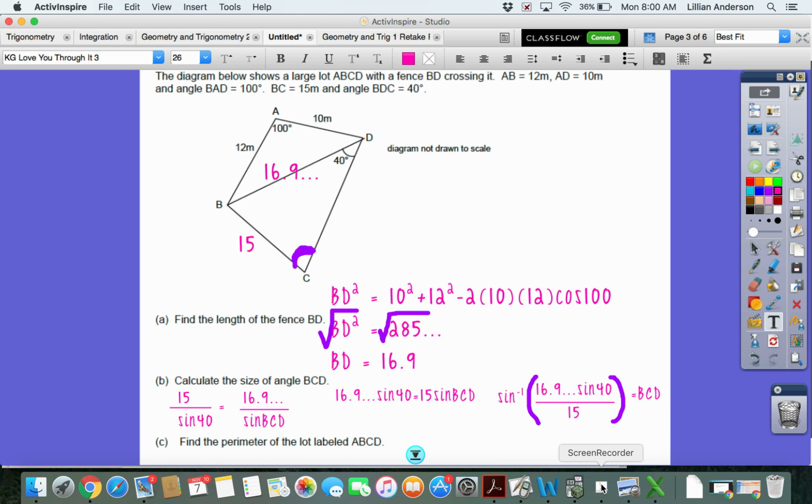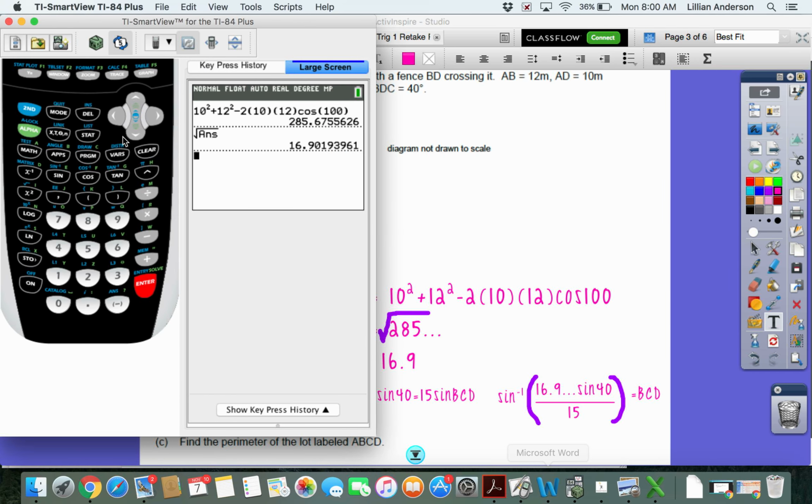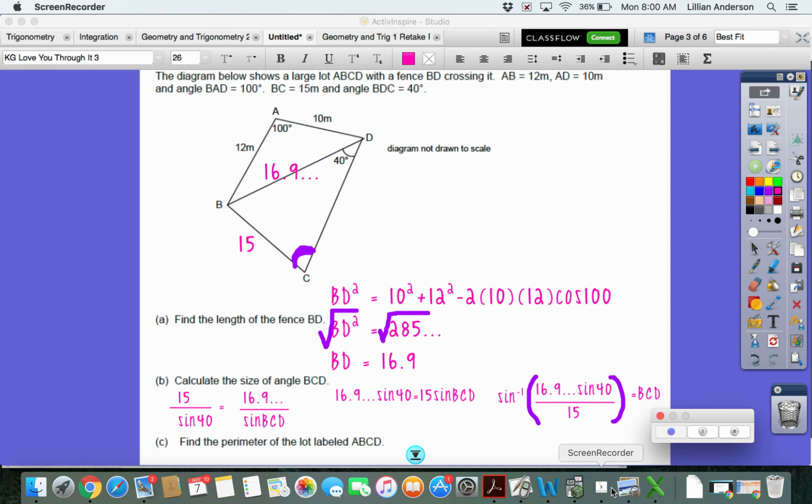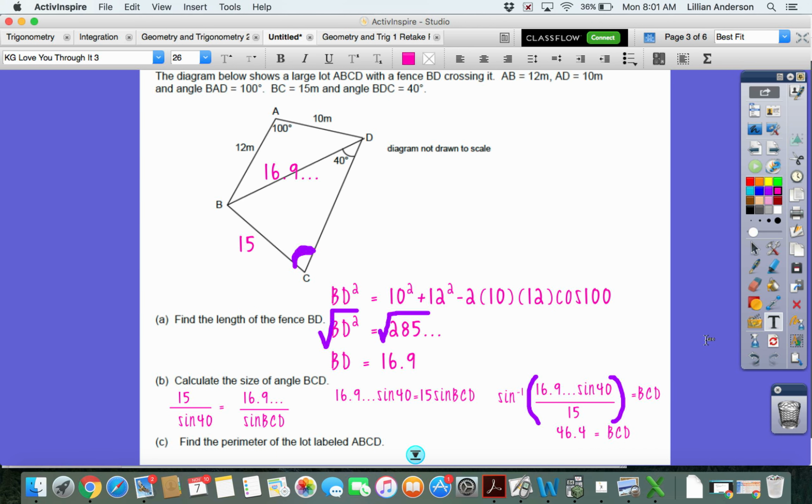Okay, so we're going to type that whole thing into our calculator. I'll take my previous answer, which is still there. I'm going to multiply by the sine of 40, and then divide it by 15 to get my answer before I take the inverse. So I'm going to do sine inverse of my answer to get my angle, which is going to be 46.4. So our answer for part B is going to be 46.4.